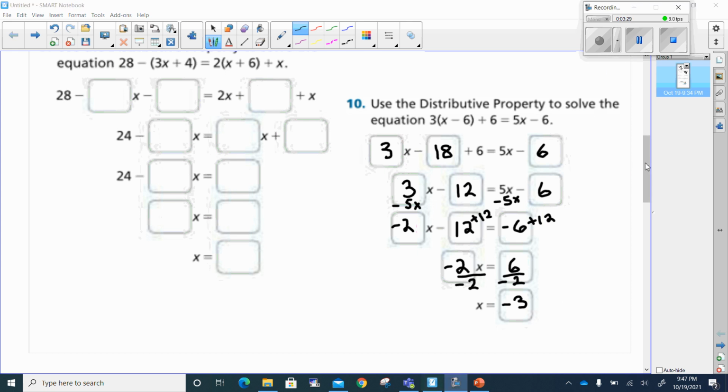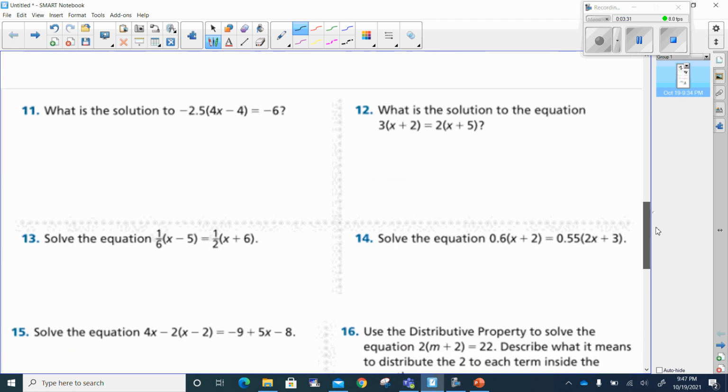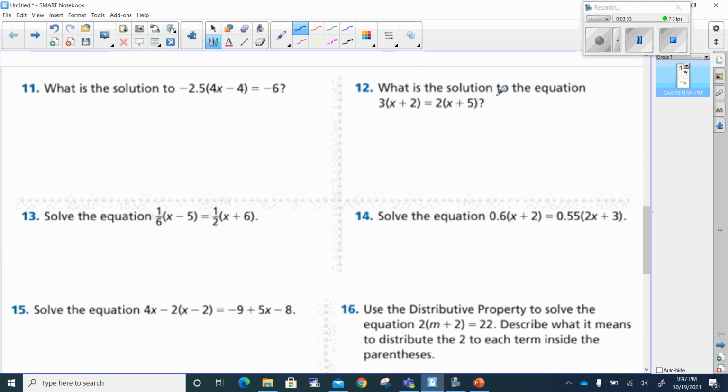All right, let's move down to our next problem. That's number 12 for me. What is the solution to this equation? I know 3 times x is 3x. I know 3 times 2 is 6. And that's going to equal 2 times x, which is 2x, and 2 times 5, which is 10.